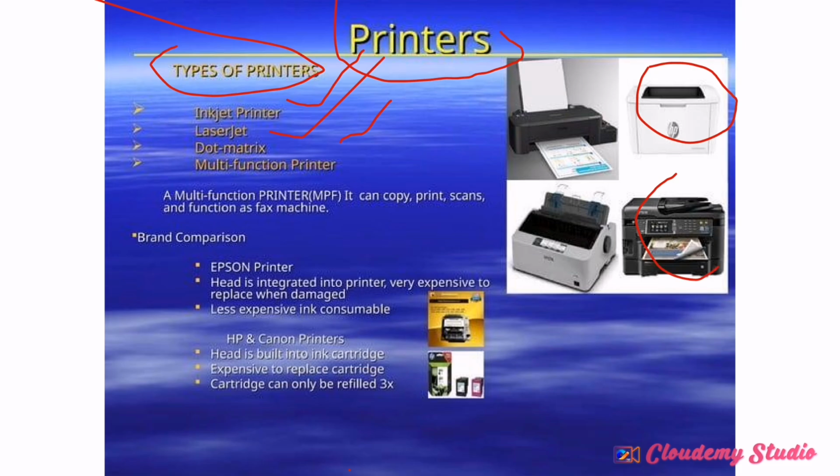This one is a 3-in-1. This one is a 3-in-1. This one is not a 3-in-1. So this is the same line and this is the same line. So they are 3-in-1, whereby you can photocopy, you can also scan, you can print. But these two, they can only print. Okay? Yeah. So let's proceed.